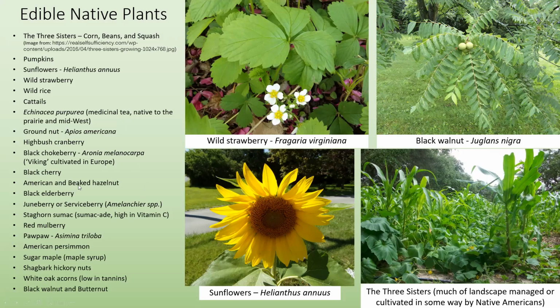Yeah, there's a whole list: black cherry, black elderberry, juneberry, or serviceberry, which is a great spring blooming small native tree. Sugar maple for maple syrup, and shagbark hickory, cattails, wild rice. There's a lot.